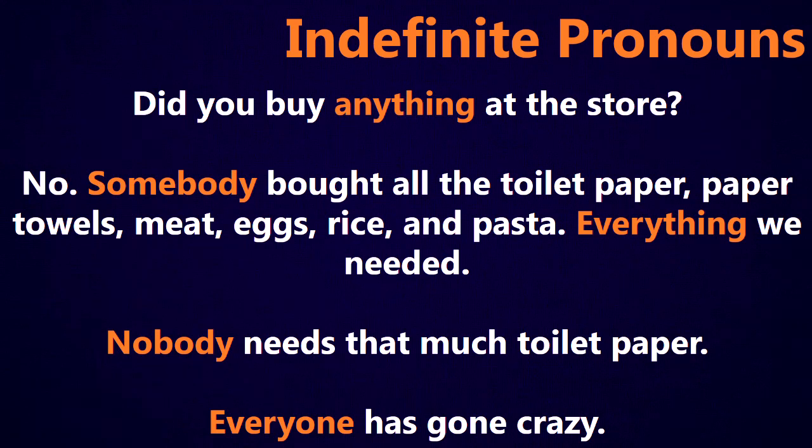No, somebody bought all the toilet paper, paper towels, meat, eggs, rice, and pasta. So here I'm using somebody, not anybody. Because if I say anybody, that means I don't know if there is somebody. But if all of these things are gone, right, obviously somebody bought them. I just don't know who that person is. So I say somebody when I know that one person did it, but I don't know who that person is. If I say anything, I don't know that anything exists.